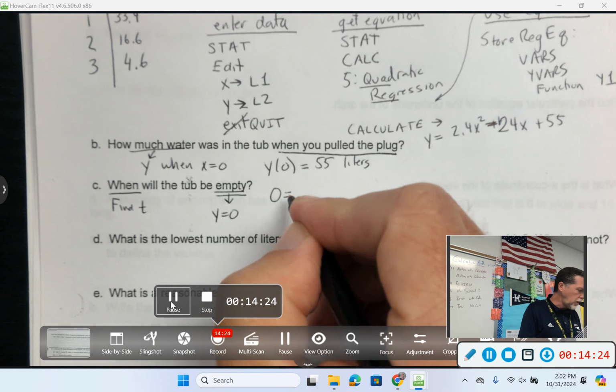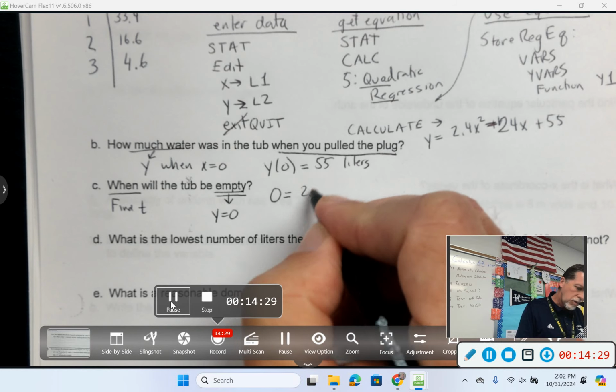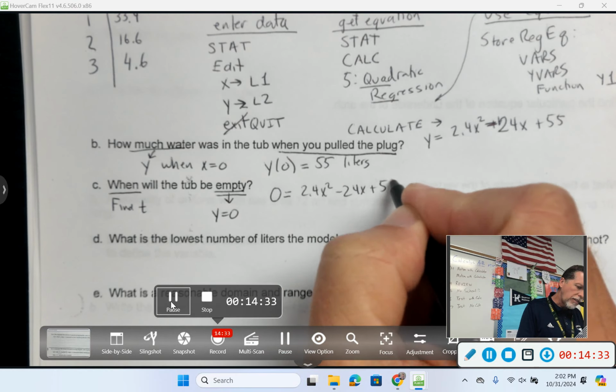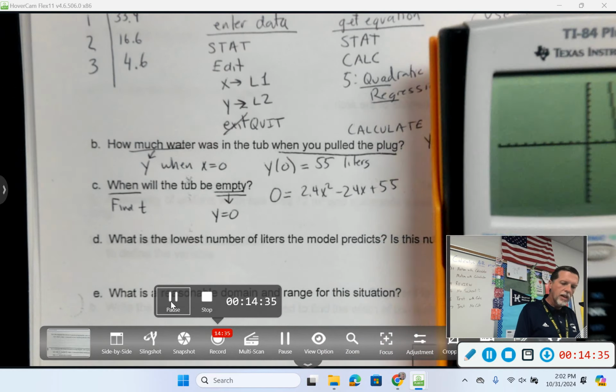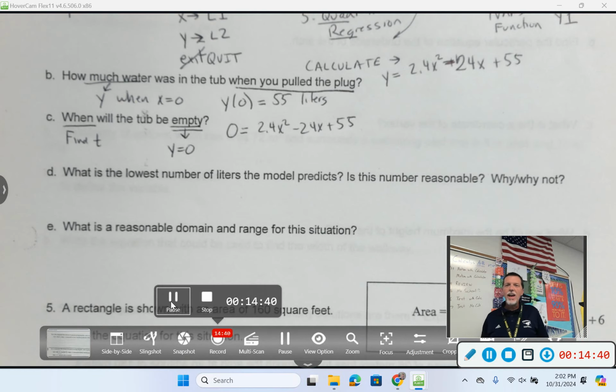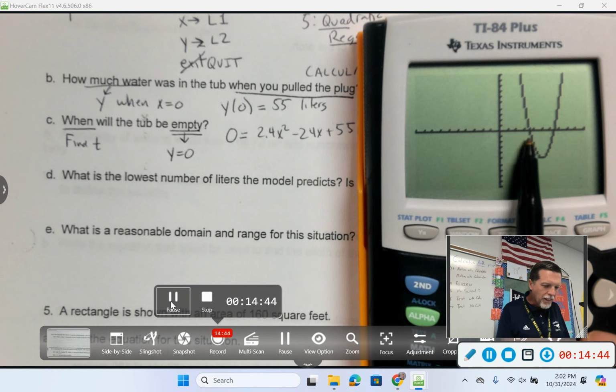So 0 equals 2.4x squared minus 24x plus 55. I could try to factor that. I'm almost positive that won't factor. I could use the quadratic formula, which would be kind of a pain, but it's right there on the graph.